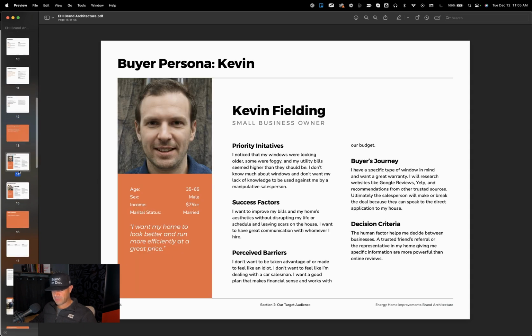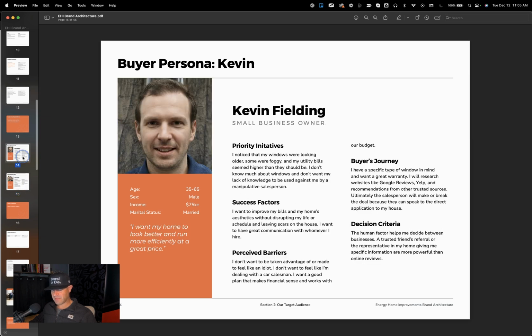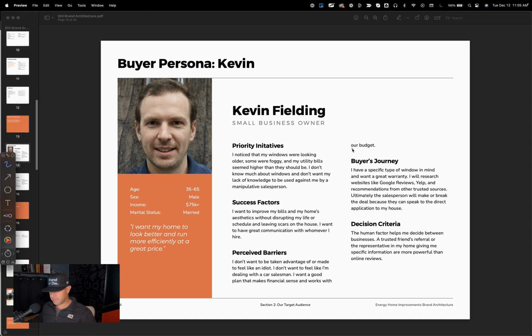Now we come down to our buyer personas. And so here we have Kevin Fielding and Kelly Parker. This is what we've given them as names. These personas are basically an amalgamation of, and I fixed this on the last one, I haven't published the new PDF. There's always a little hanging out there. These are basically stereotypes, and I don't mean stereotypes in a negative sense, but they're the stereotypical type of customer that they're aiming at.